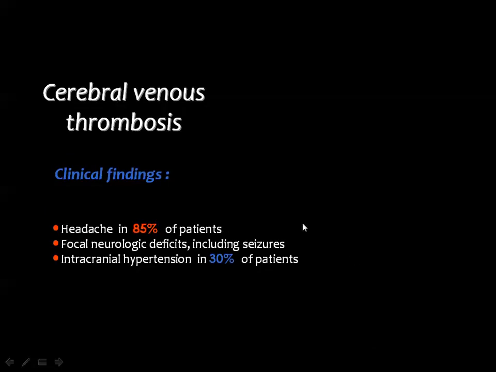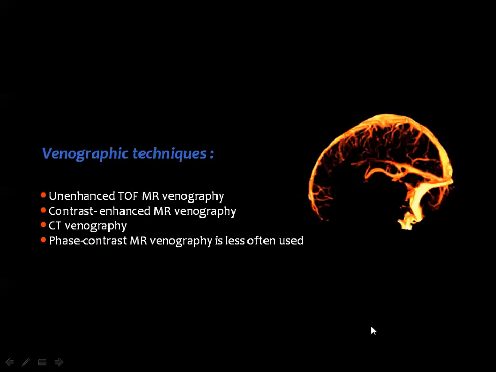These are the clinical findings of a patient with venous thrombosis, including headache in most of the cases, focal neurological deficits, maybe seizures, and in a good percentage of patients, you may confront with intracranial hypertension, as I will explain later.